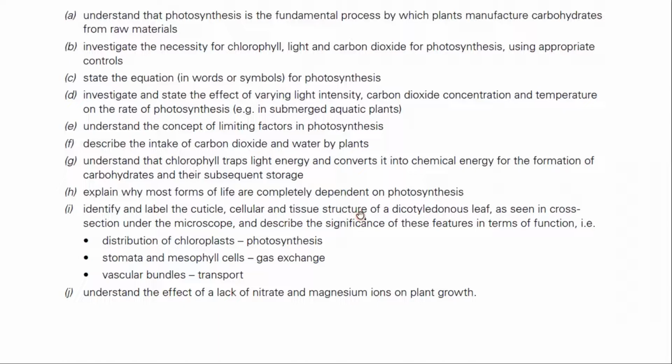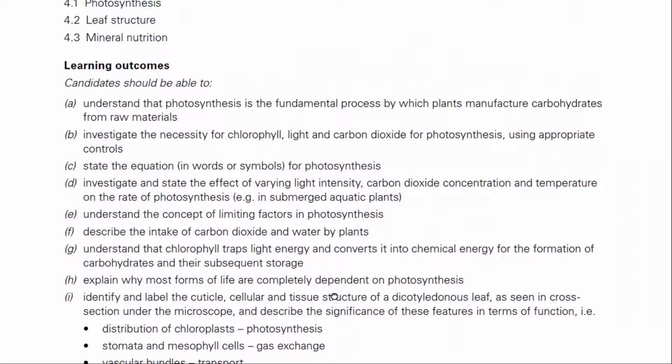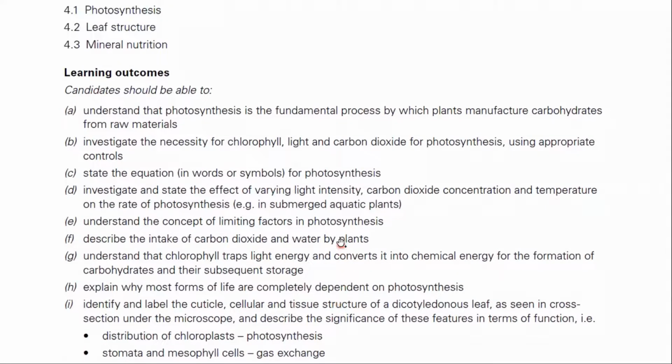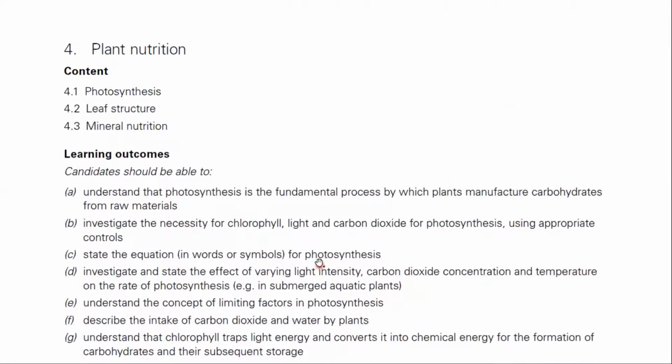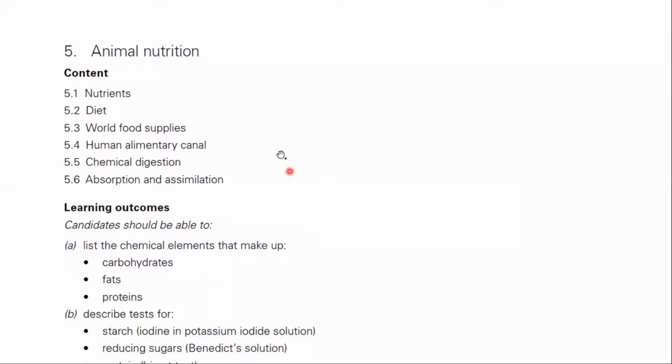Also, we would discuss the effect of the lack of nitrate and magnesium ions on plant growth. We would also be discussing monocotyledonous and dicotyledonous leaves in this topic, and also discuss the significance of all features. Then we have chapter number 5, which is known as animal nutrition. Again, a lengthy chapter just like plant nutrition.